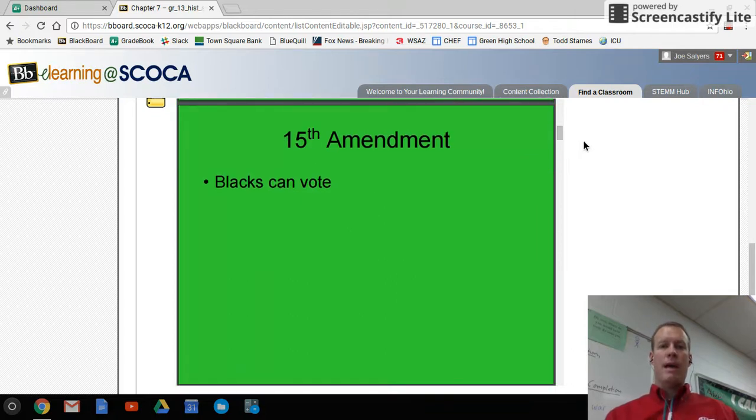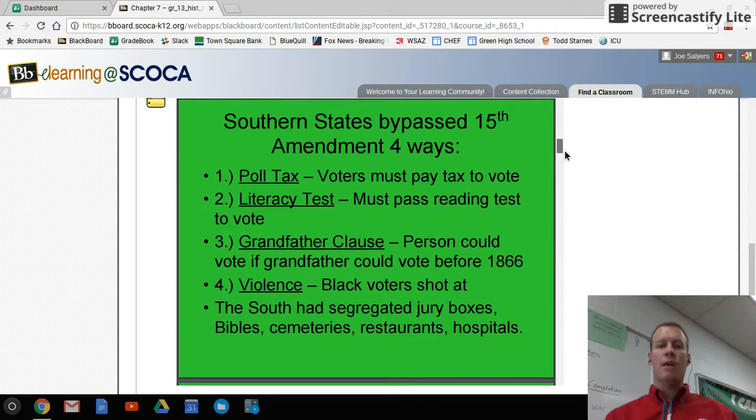The 15th Amendment was passed right after the Civil War, guaranteeing that blacks had the right to vote. However, this was not enforced in the South. The South didn't want African Americans to vote. Therefore, they had four main ways that they got around the 15th Amendment. And remember, Reconstruction was over, so there was no Northern force inside of the South making sure that they complied with these orders. Number one is the poll tax. They made voters pay a tax in order to vote. This kept African Americans from voting because they were extremely poor. They were poor because they'd been in slavery for generations, so this kept them from voting. It also kept poor white people from voting.